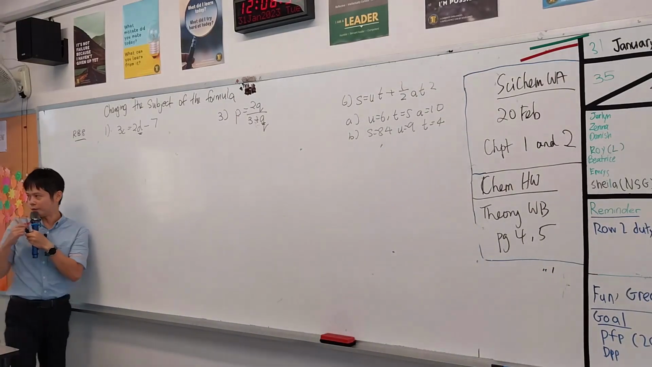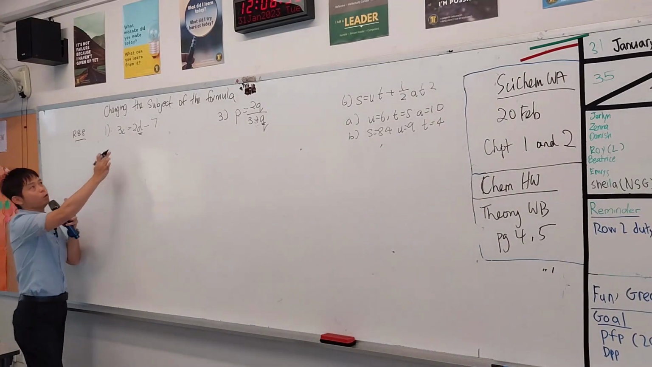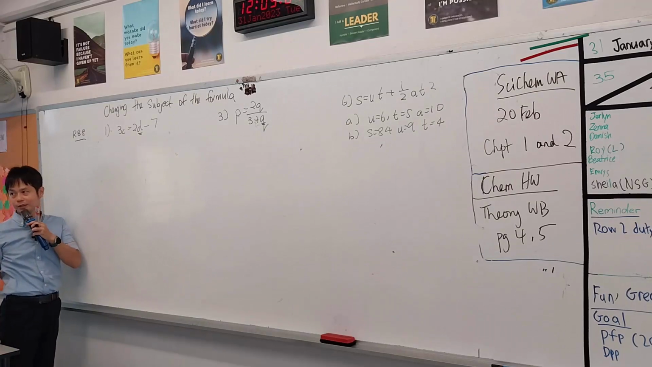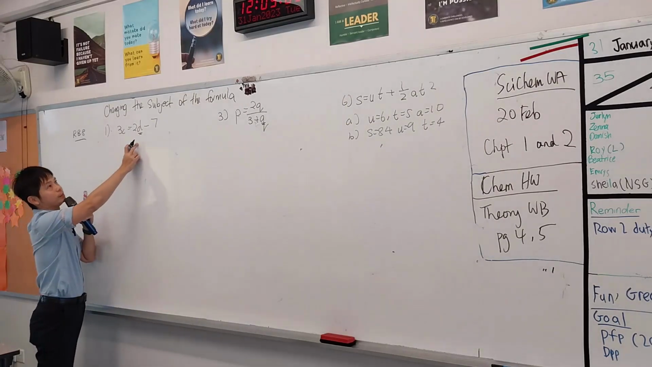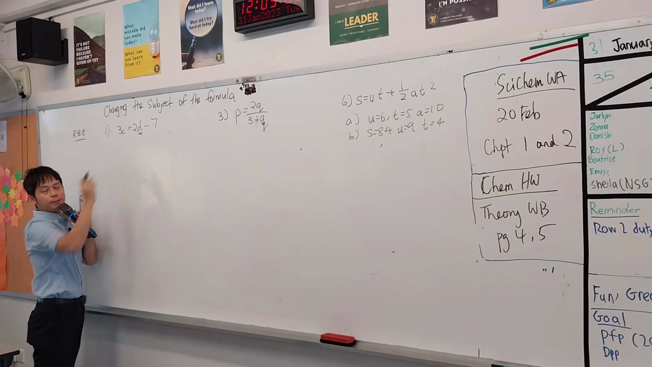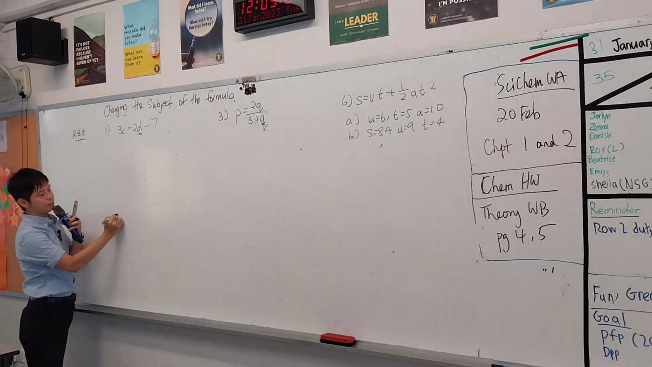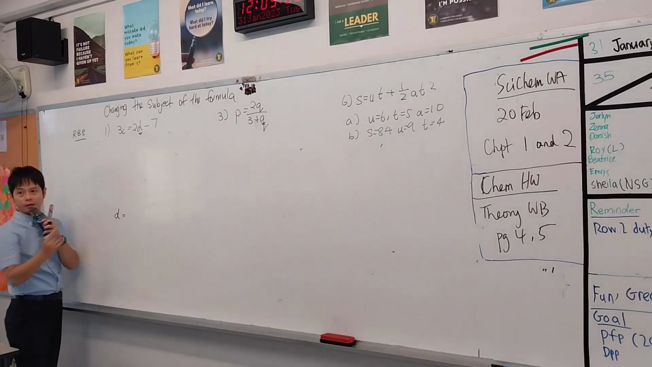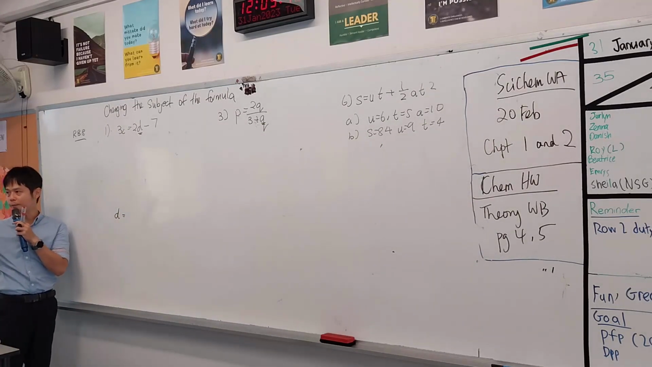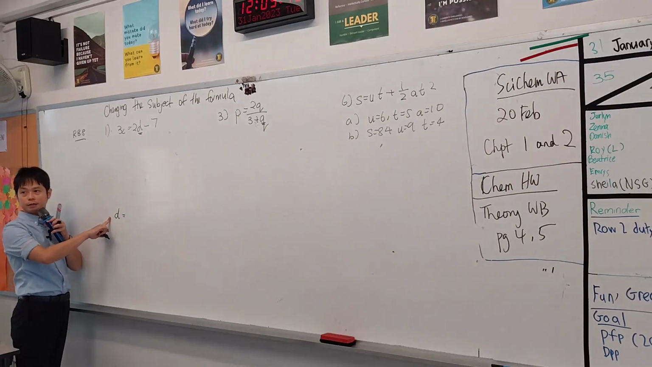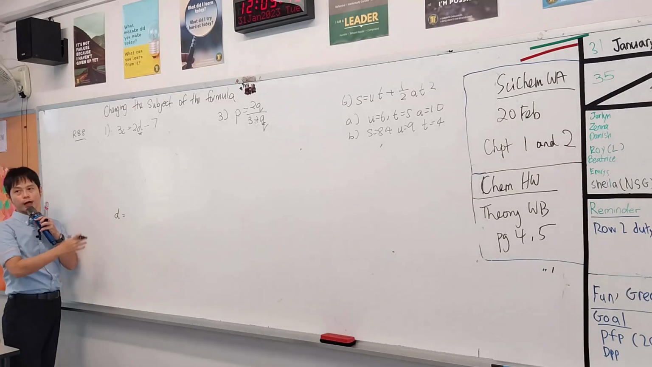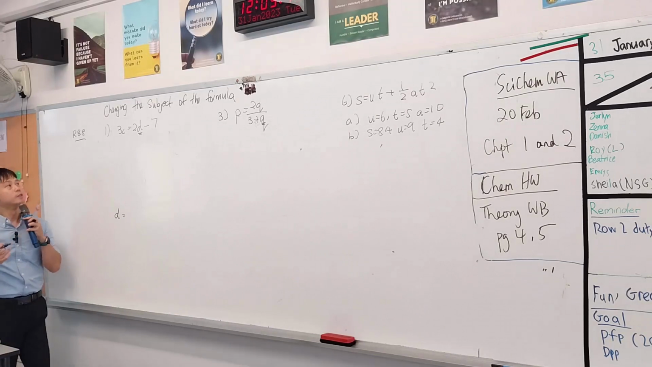Okay, today we are changing the subject of a formula. So this whole equation here is the formula. When we are changing the subject, in this question they say make D the subject. What does it mean? It means that at the end of the day, the coefficient of D will be +1. So I will make D alone, I will isolate D.